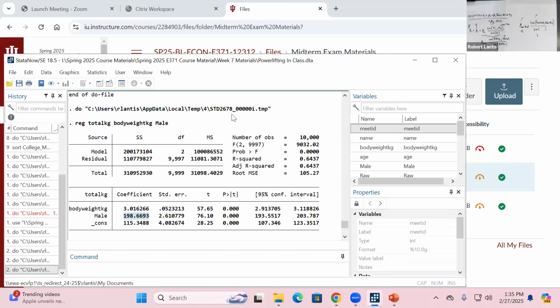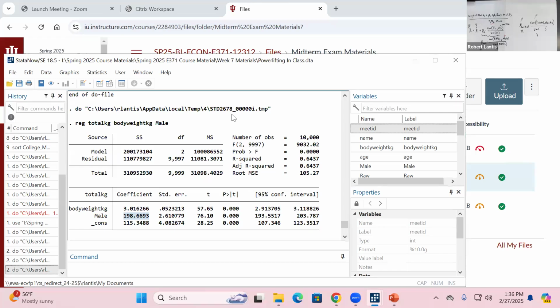Holding what constant? So if I have a multiple linear regression, when I interpret a coefficient, it's holding all else constant. So here that would just be holding body weight constant. So male, female, the thought experiment, same body weight. One of them's male, one of them's not. The male would on average lift 200 kilograms more. Okay. Any other questions on that?